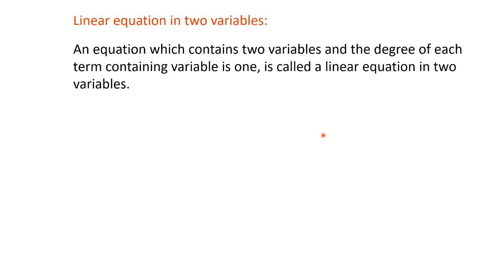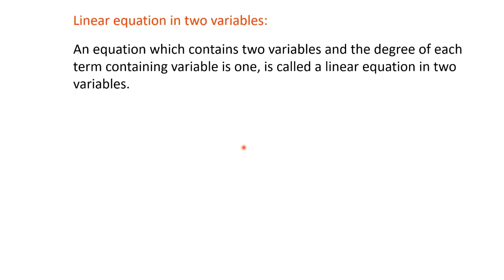So here, the linear equation in two variables must contain two variables and the degree of each variable should be 1. Then and only then we say that it is a linear equation in two variables. That means the term cannot be xy, because when the term is xy, the degree becomes 2. So the degree of each term should be 1, and there should be two different terms containing two different variables.